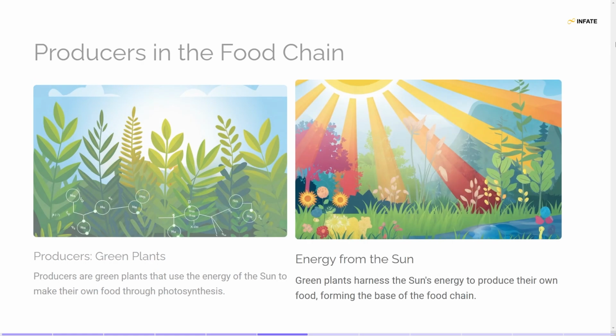2. Energy from the sun. The sun's energy is harnessed by plants to produce nutrients, which are then passed along the food chain to support all other life forms.